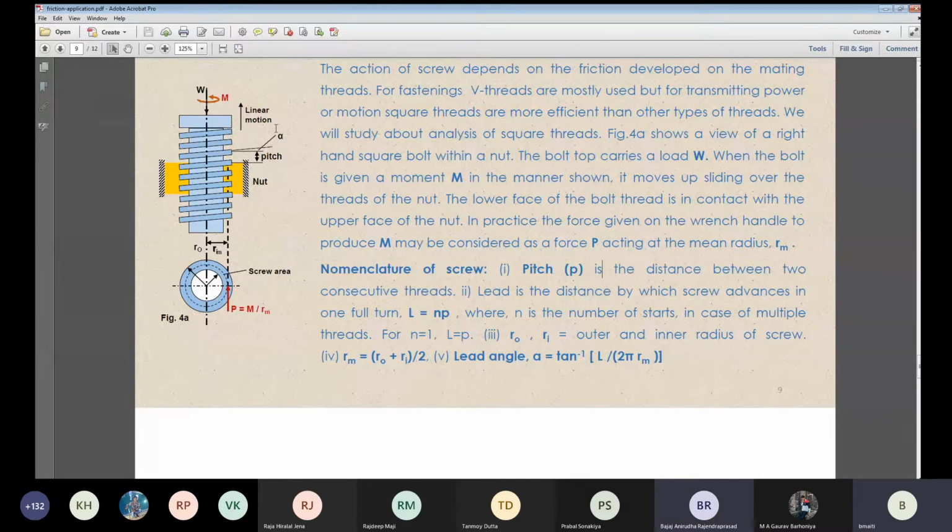Can you explain the N? Huh? N. I did not get N, sir. Which one? One is N, sir. So L is equal to NP, where N is the number of starts. What is the meaning of the starts?